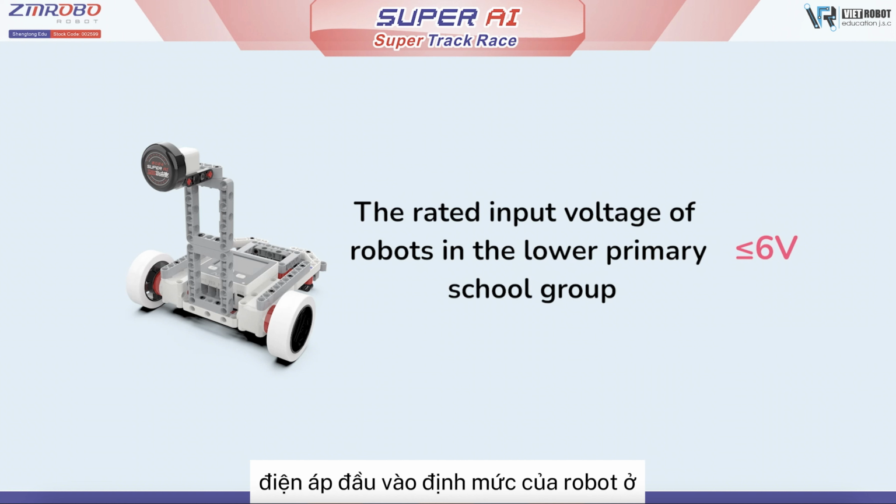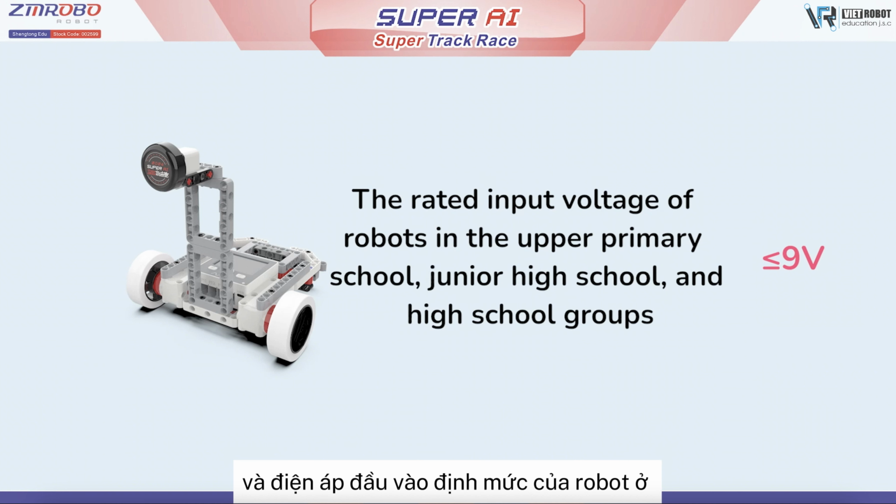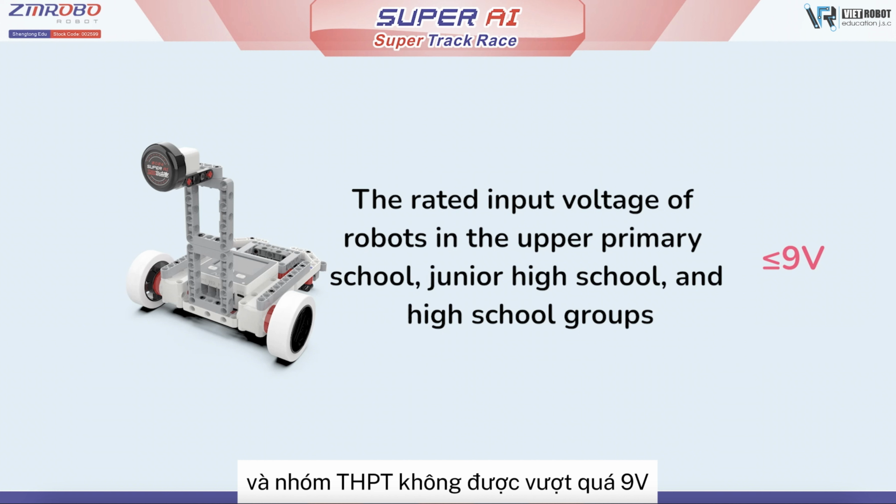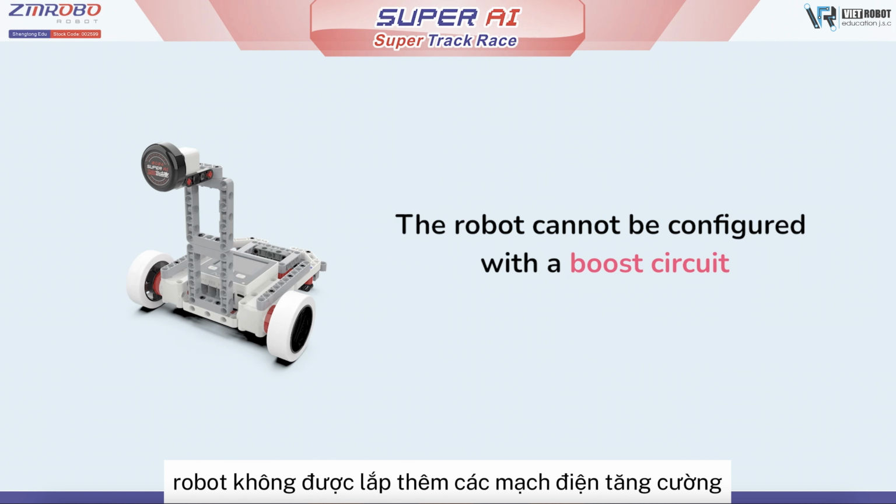The rated input voltage of robots in the lower primary school group shall not exceed 6 V, and the rated input voltage of robots in the upper primary school, junior high school, and high school groups shall not exceed 9 V. The robot cannot be configured with a boost circuit.